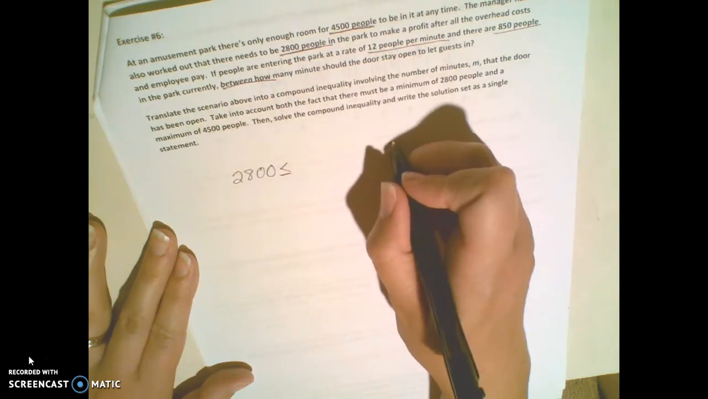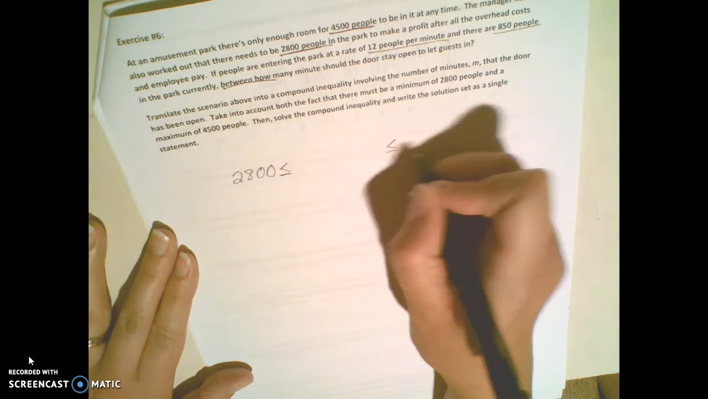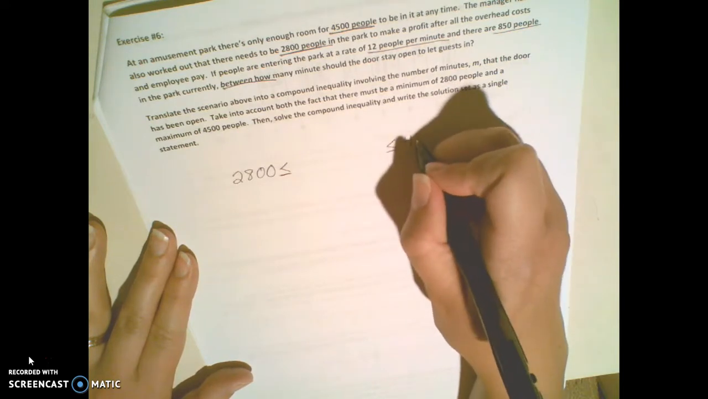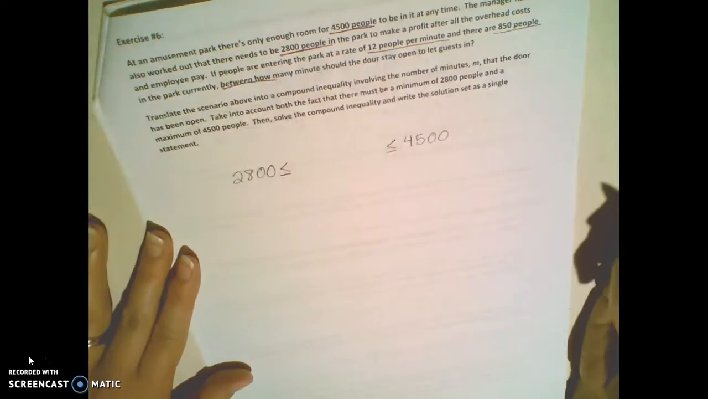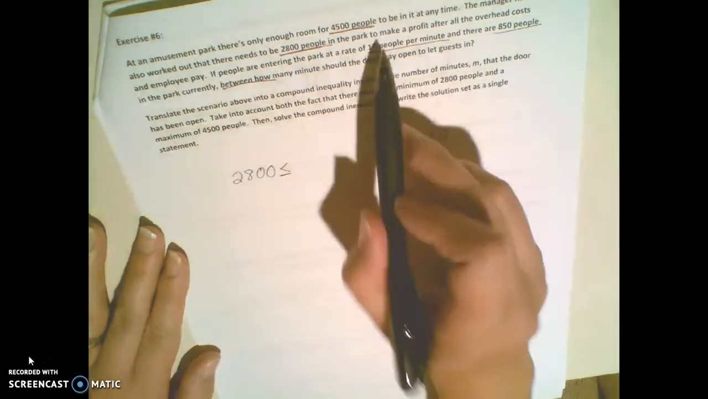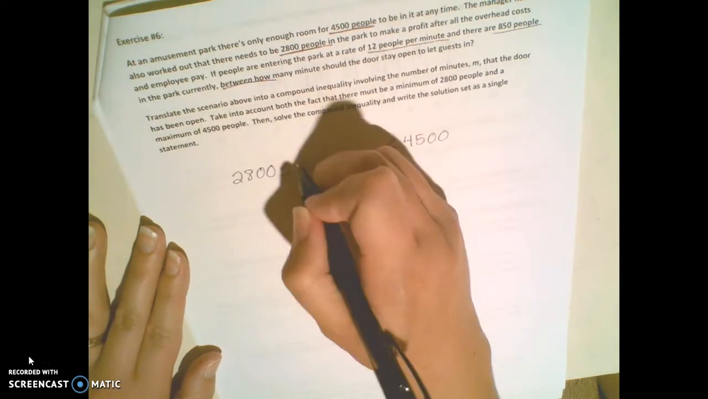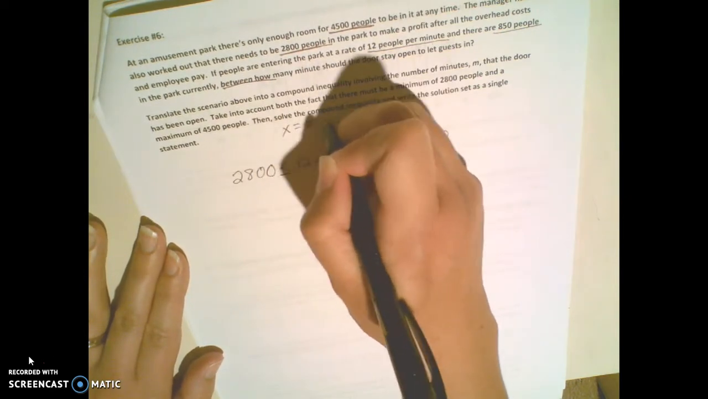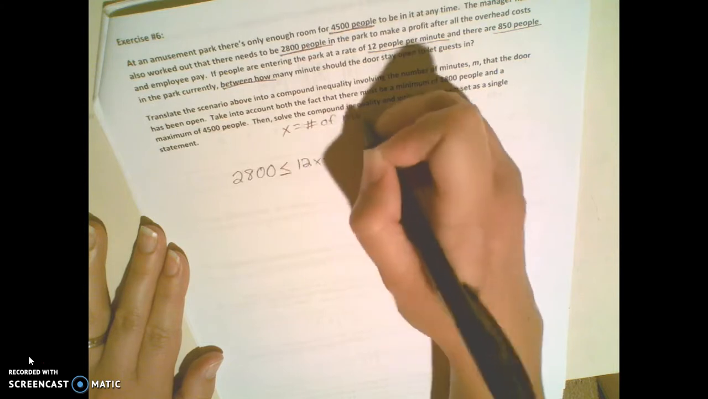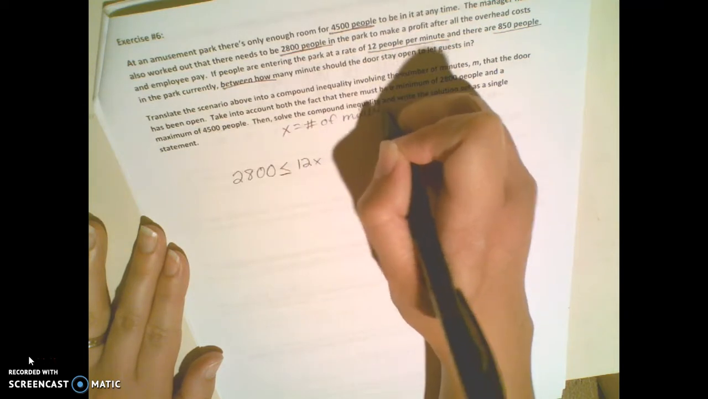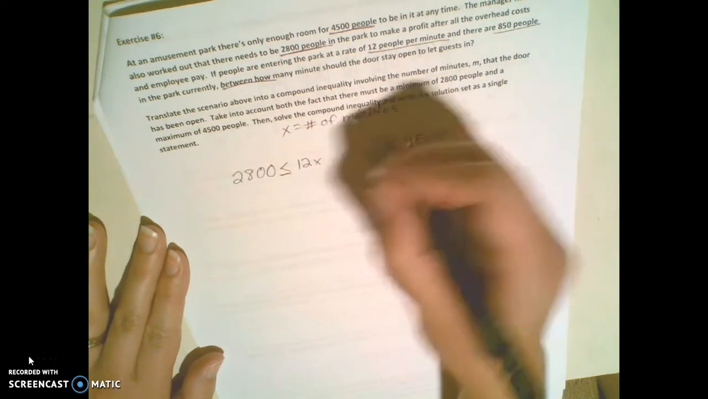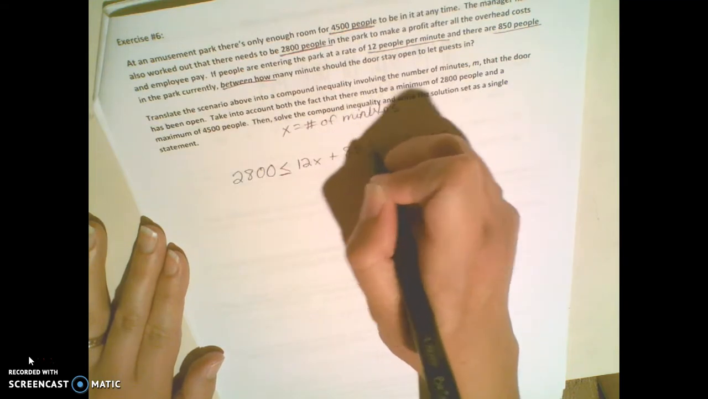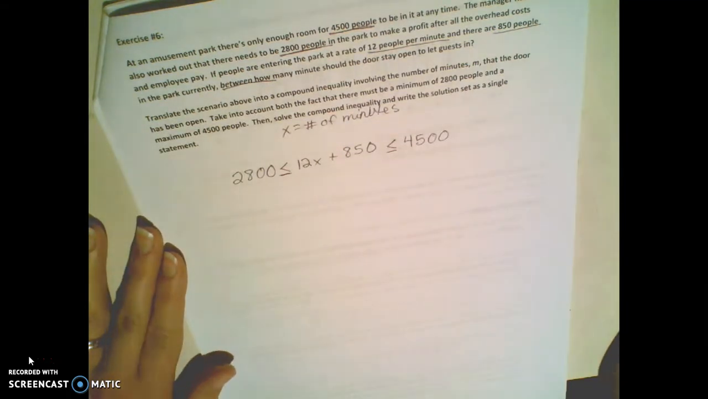And then our upper limit over here, and it's okay if there's that many people in there too, is going to be 4,500. And then the actual people that are in the park, 12 people per minute. So we're going to say 12x, where x is the number of minutes that the doors are open, and then there are already 850 people, so we have to take into account those people as well. So that's our compound inequality that we're looking at.